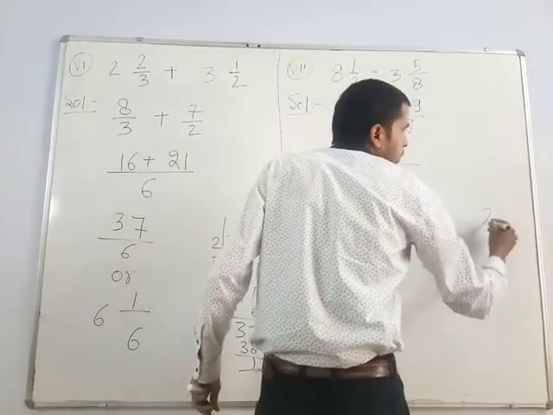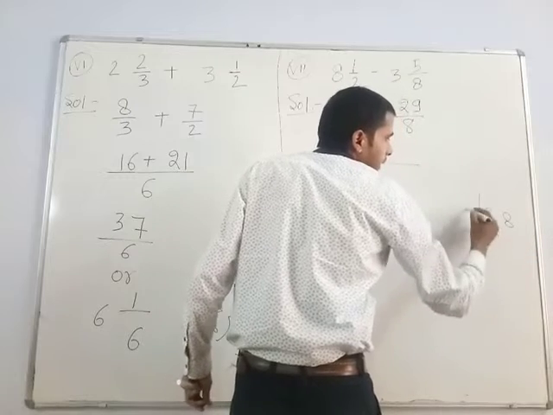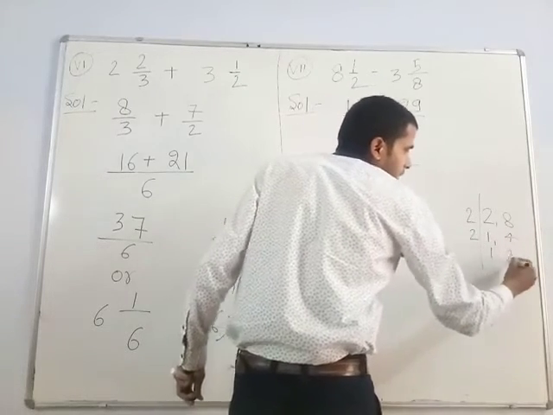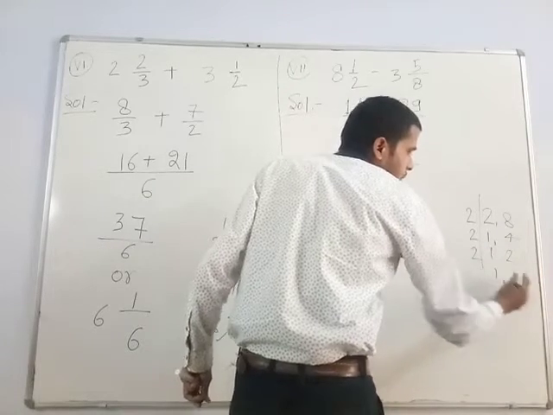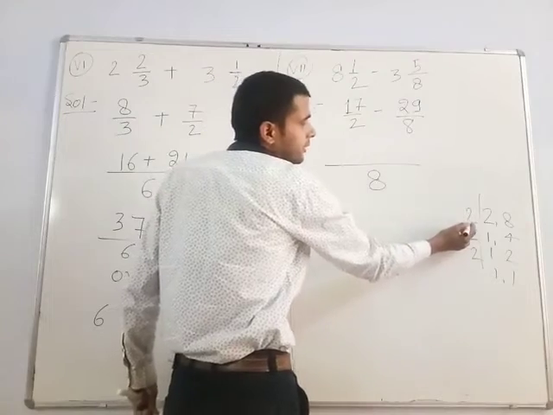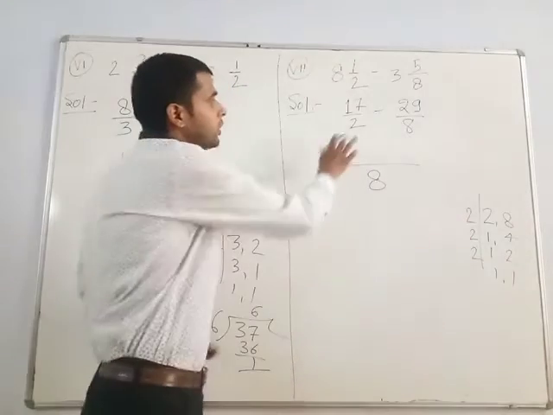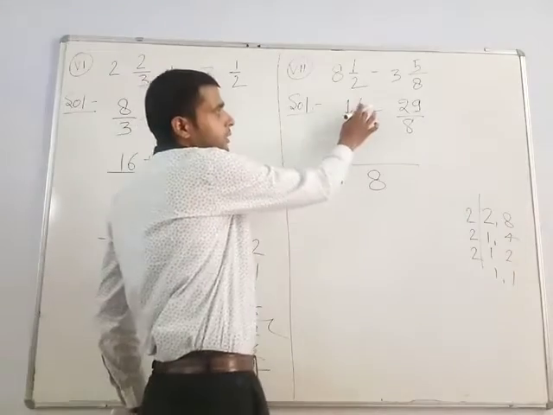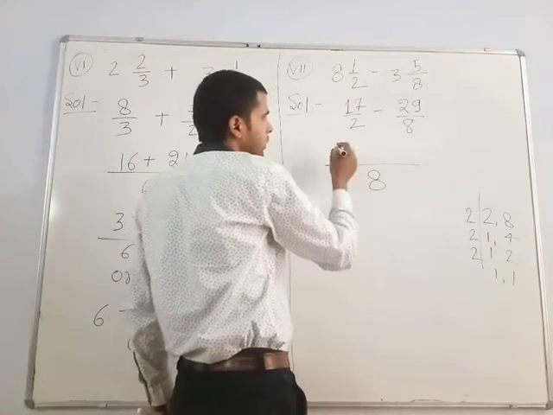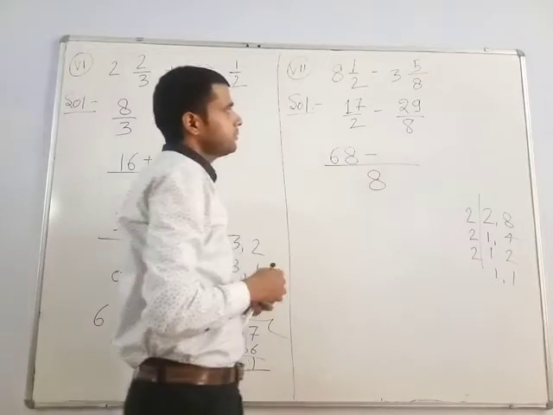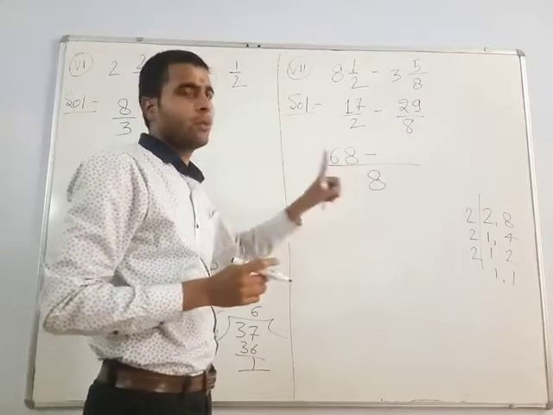Right? 2 and 8. First divided by 2, 1 and 4. Then 2, 1 and 2, and then 2, 1 and 1. 2 into 2, 4. 4 into 2, 8. So that is 8. 2 divided by 8, 4 times. 4 into 17, 68. 8 divided by 8, 1.